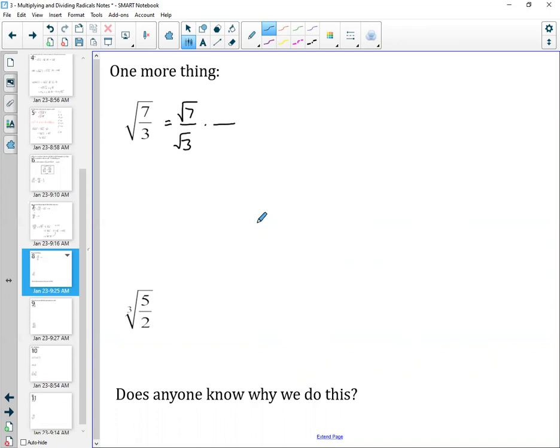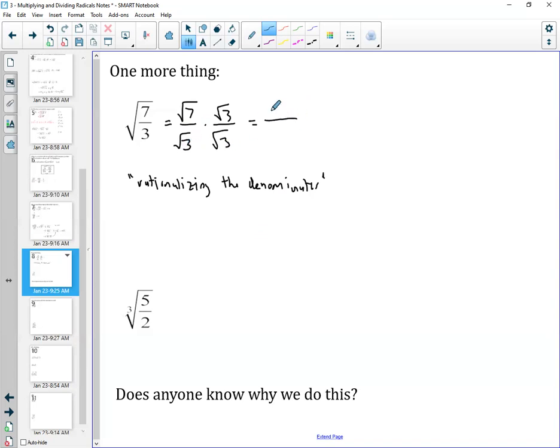So some of you may know that the way to get this radical out of the denominator of this fraction is to multiply both the top and bottom by that radical. This operation is called rationalizing the denominator. And they call it that because when I get done, the denominator is a rational number.